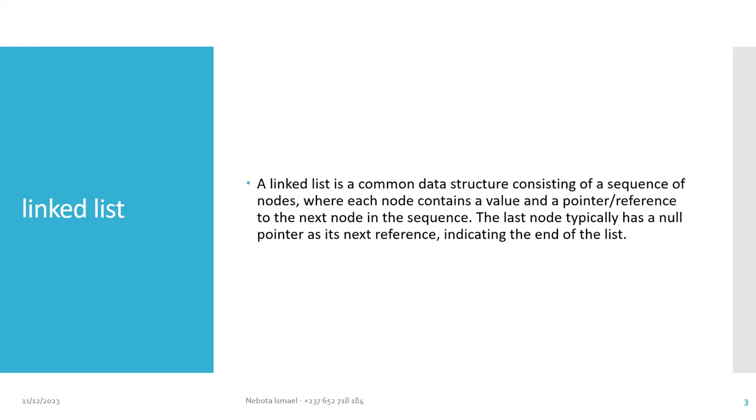So now what's a linked list? A linked list is a common data structure consisting of a sequence of nodes where each node contains a value and a pointer, which is a reference to the next node in the sequence. Now the last node typically has a null pointer as its reference. Next, now what does this actually mean?